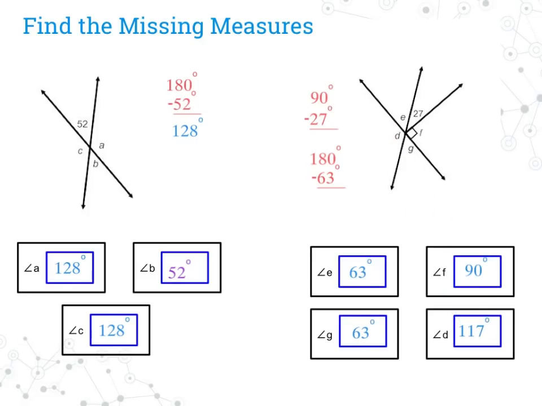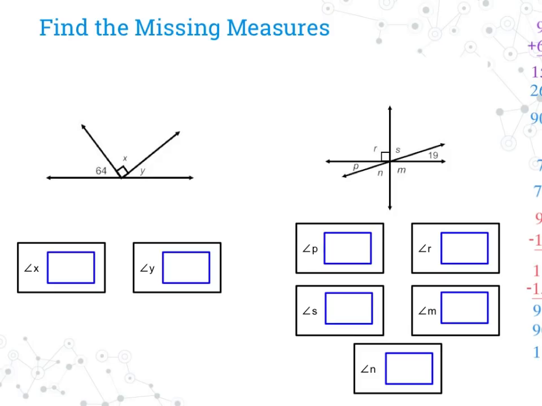Make sure that your paper looks like mine. Let's go on to the next one. Here we are again looking at finding missing measures, and they've given us another couple of shapes telling us to find all angles. I want you to try this one on your own.